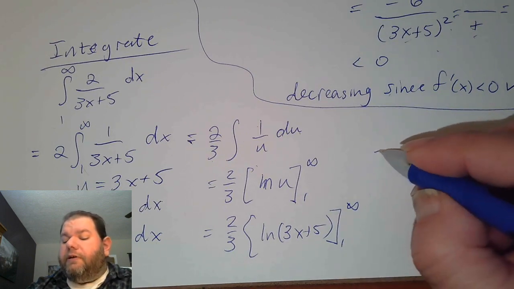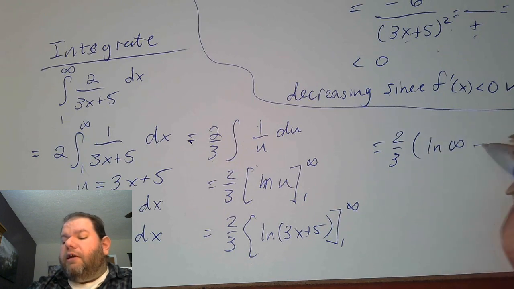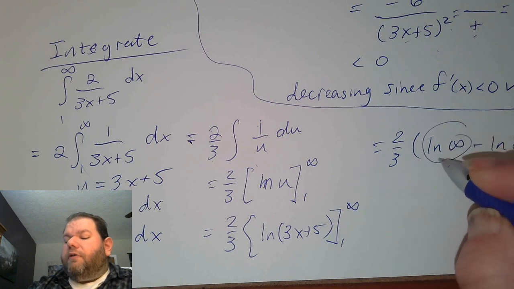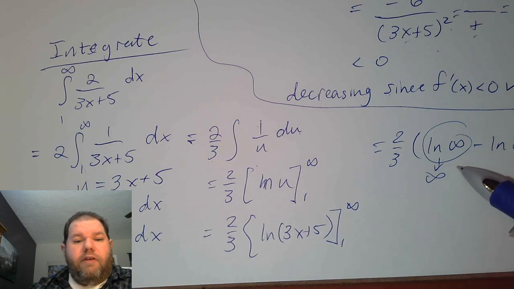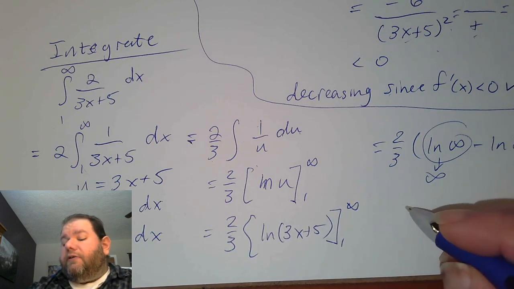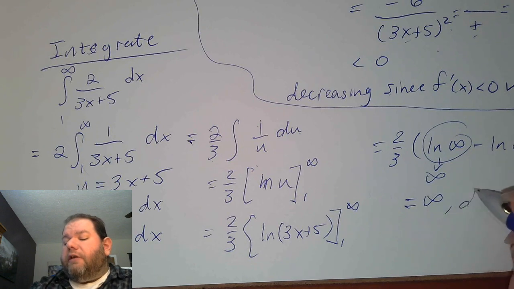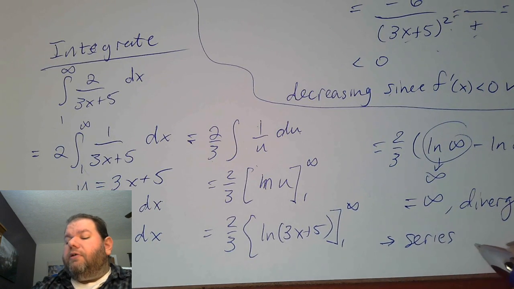Plugging in our limits, 2/3, and then we get natural log of infinity minus natural log of 8. Now, natural log of infinity goes to infinity. That's just the natural log function. As x goes to infinity, the value of the logarithm goes to infinity, very slowly, but it gets there. And so the result is infinite, so it diverges. And then our conclusion is that the series diverges.